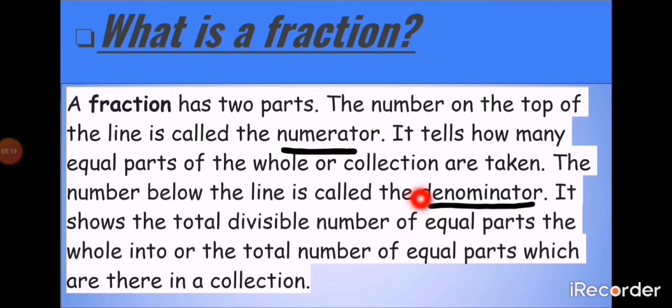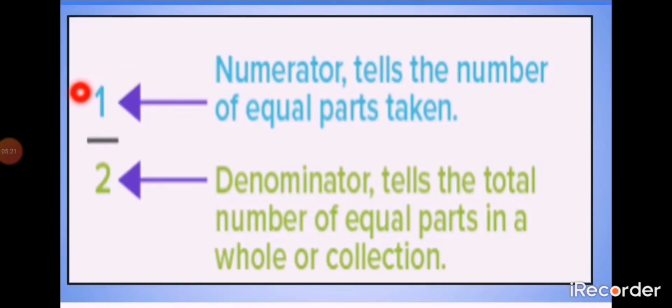So numerator and denominator. Let me show you one more thing. Here you can see I have written a fraction. There is a line between them. Above the line is 1, below the line is 2. It means 1 out of 2. One part is taken out of 2 and 1 by 2 is left.